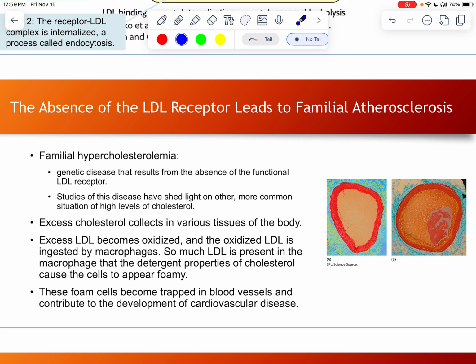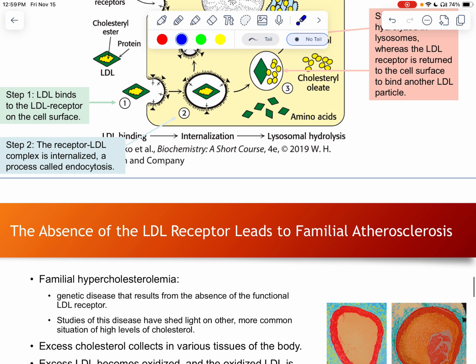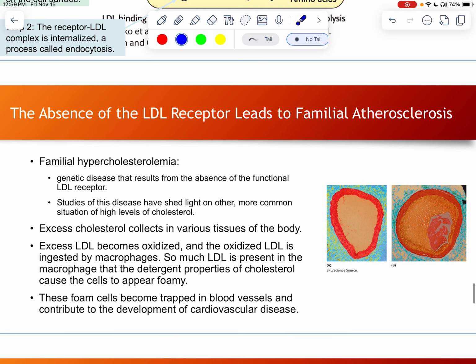These foam cells become trapped in blood vessels and contribute to the development of these precipitates and hardening of the arteries. Okay, so left here would be normal, right would be disease, where you can see this plaque forming. So one thing this tells us is that if we can control these LDL receptors, we can maybe pull more of this cholesterol out of the bloodstream and help prevent this from happening.